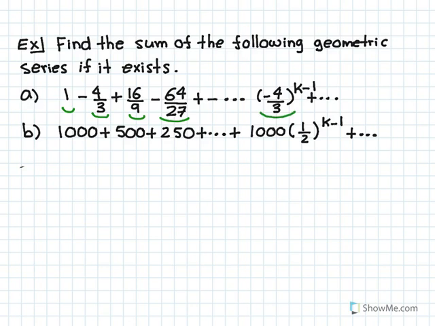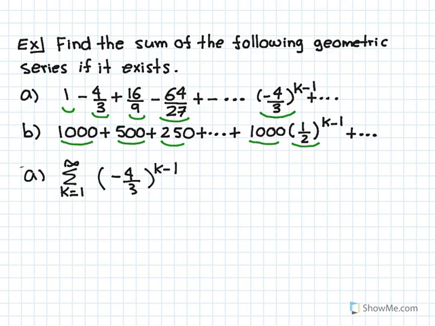For the second case, we have 1,000 as a first term, 500 as a second term, so 1,000 plus 500, it seems to be halving every time, plus 250, plus 1,000 times 1/2 to the k minus 1. And our goal is to find out whether they converge, and if they converge, to find the sum. So for part A, we have summation, k goes from 1 to infinity, minus 4/3 to the power of k minus 1.